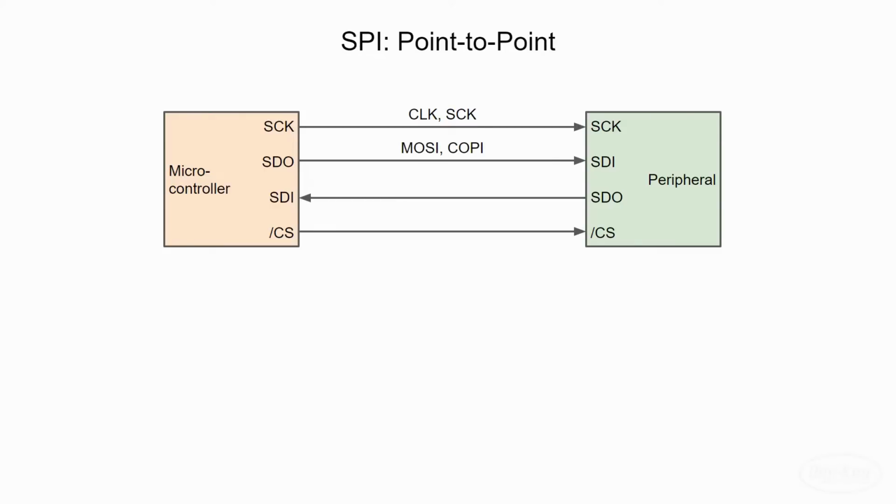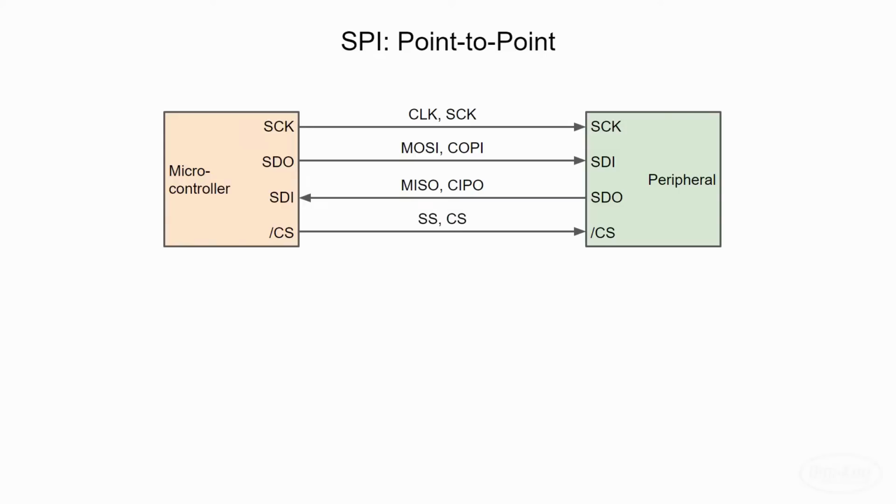For data coming out of the controller, you'll also often see master out slave in or controller out peripheral in. For data going into the controller, you'll see master in slave out or controller in peripheral out. Finally, the chip select or CS pin can sometimes be labeled as SS for slave select.